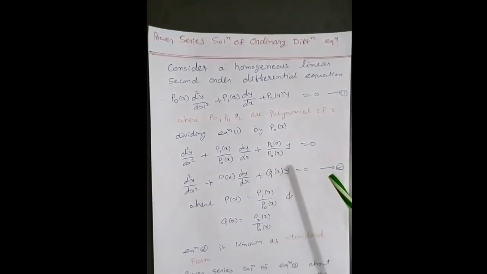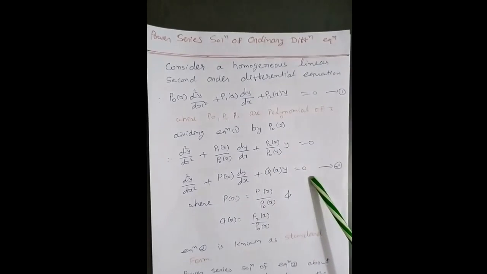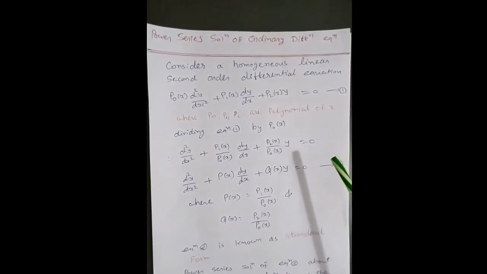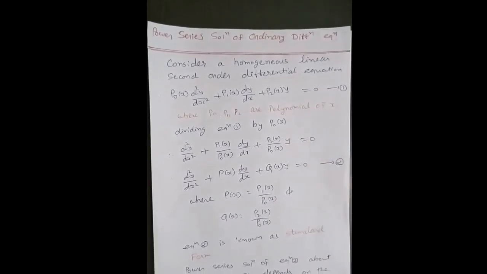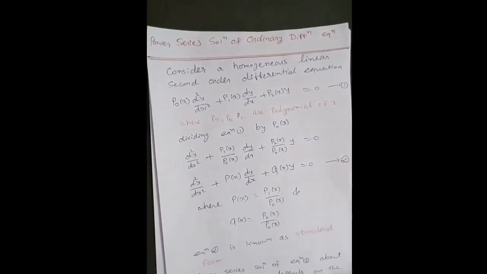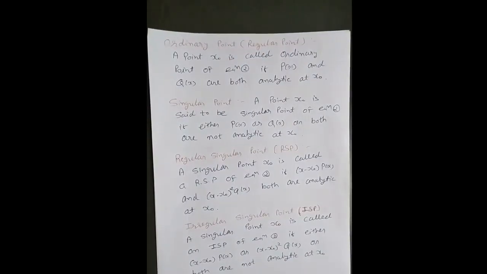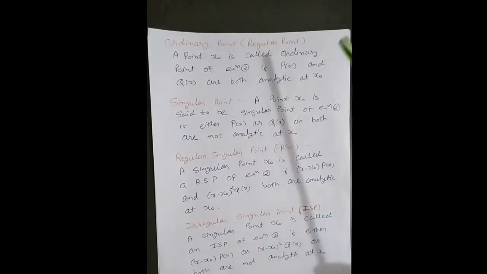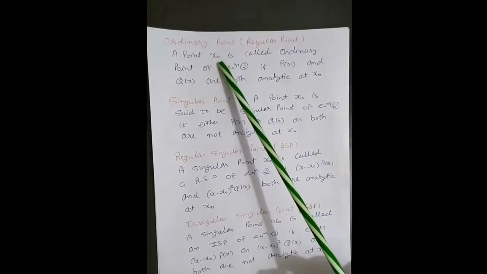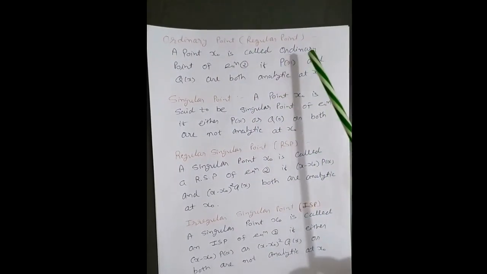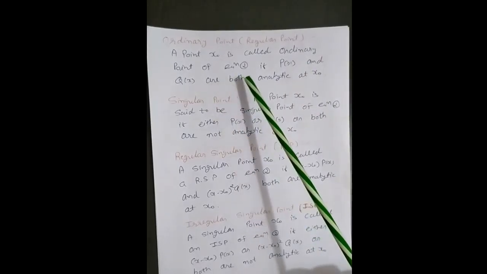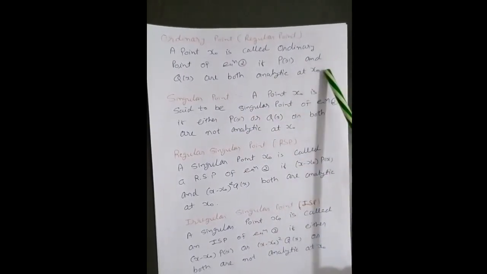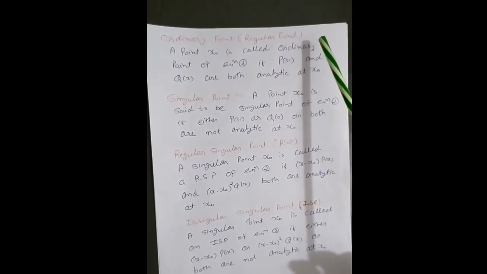Now the power series solution of equation 2 about a point x equal to x0 depends on the following definitions. First definition is ordinary point. A point x0 is called an ordinary point of equation 2 if p of x and q of x are both analytic at x0. An ordinary point is also called a regular point.